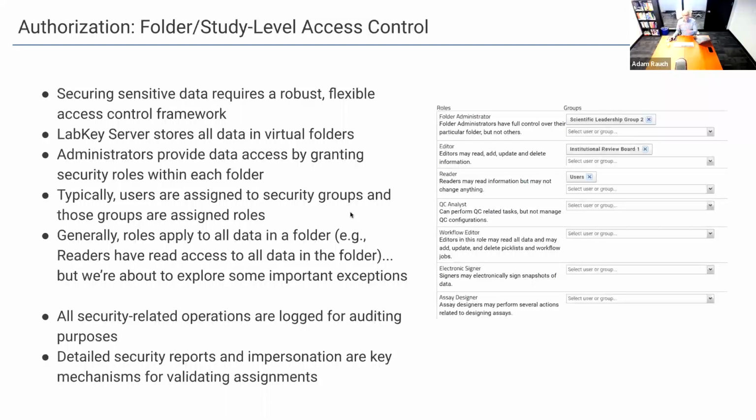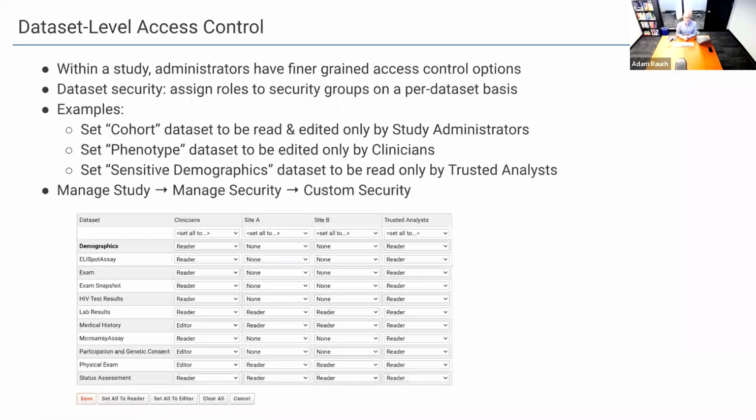So again, folder level or study level access control is the foundation of the permissions model and access control. But there are ways to provide finer grained access control. One key way is, within a study, to make use of dataset security or dataset level access control. This capability is specific to studies and datasets, and it allows administrators to assign roles to specific security groups on a per dataset basis. So why would I want to do this?